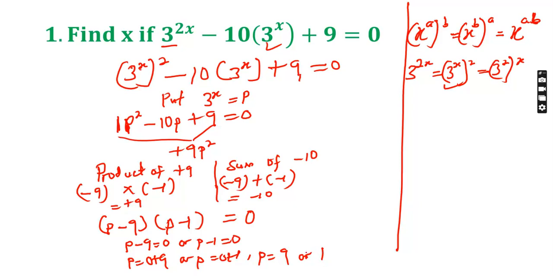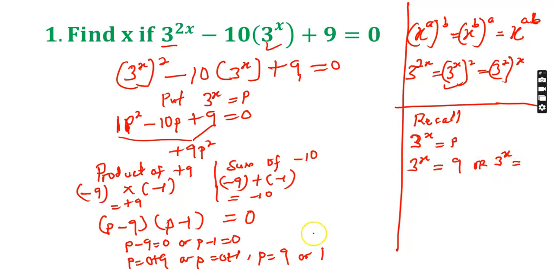But mind you, we are not asked to find p. Sorry, we are asked to find x, as you can see. So let me hold this place. I'll just say, recall that 3 raised to power x is p. So that's 3 raised to power x. What are the values of p? When p was 9, or 3 to the power x when p is 1.